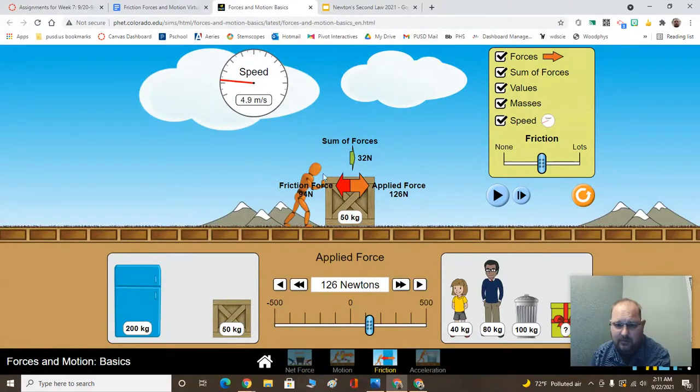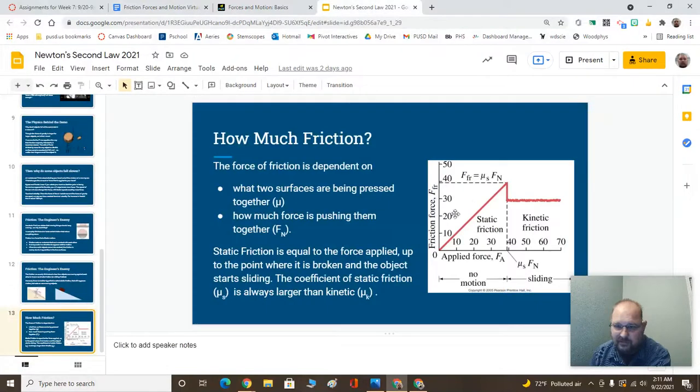Because it was able to withstand, basically, it was able to withstand 125 newtons, right? But now that it's moving, it's only able to put out 94 newtons of kinetic friction. So we went from being able to put out 125 newtons of static friction, but then we broke it with 126 newtons of force, and then it got it moving. And once it was moving, it was only able to push back with 94 newtons of force.